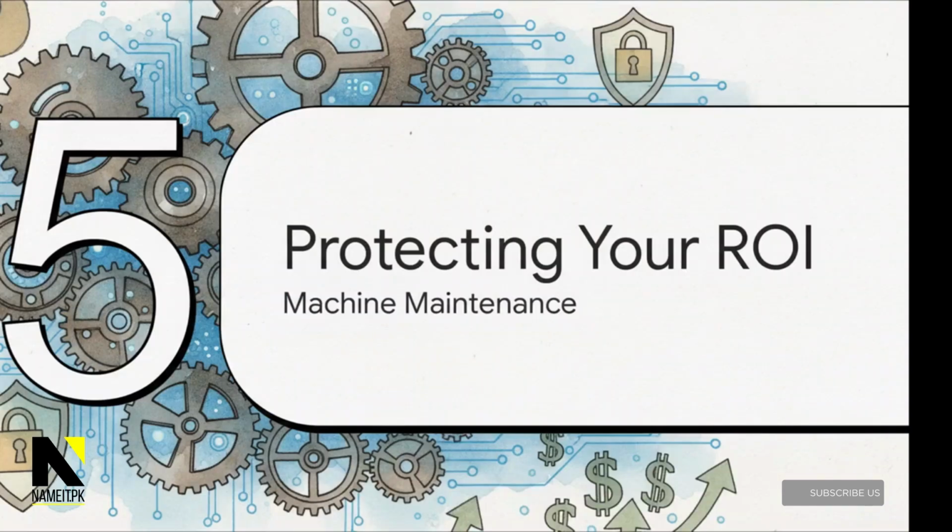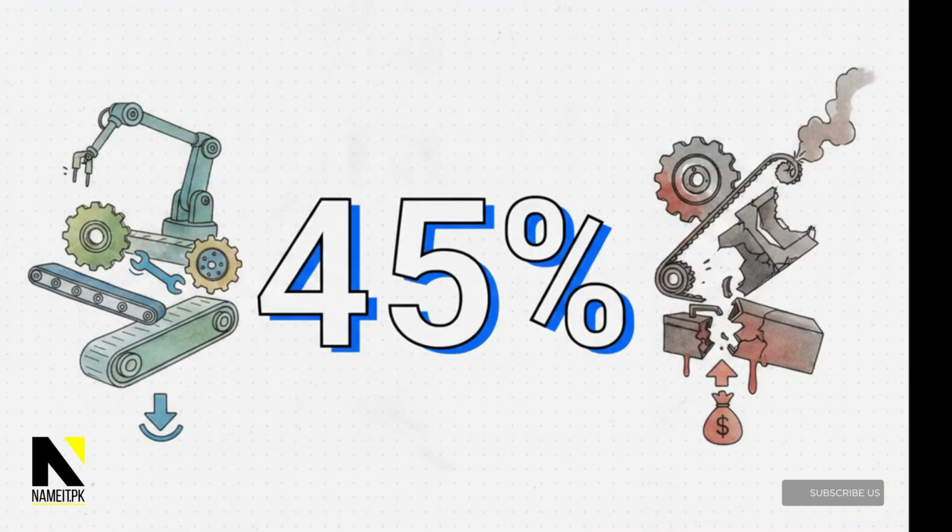And finally, Section 5, protecting your investment. Let's talk about securing your bottom line and keeping all this advanced equipment running flawlessly day in and day out. The absolute crucial point to remember here is that proactive, scheduled maintenance can reduce your machine downtime by a staggering 45%. Reactive maintenance, fixing things only after they break, costs 3 to 10 times more than just having a preventative program in place from day one.